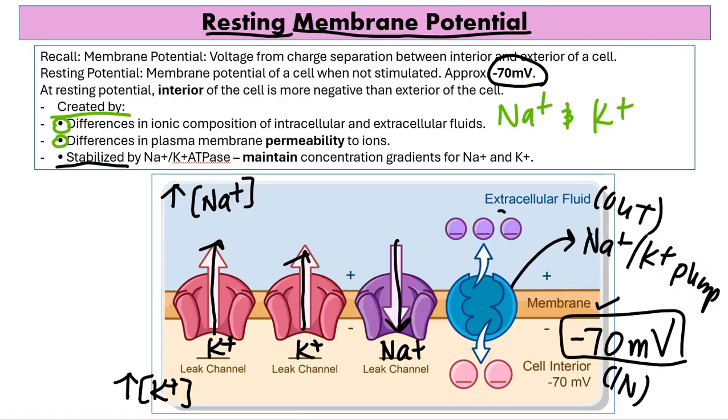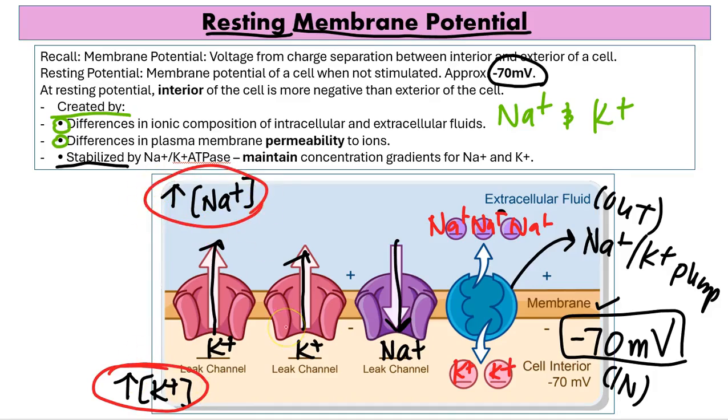So of course, with the sodium potassium pump, we're going to have 3 sodiums that are pumped out into the extracellular fluid and 2 potassiums that are pumped into the actual cell itself. So because of that, that's how we're able to stabilize and maintain the concentration gradients to keep the concentration of potassium high on the inside of the cell and keep the concentration of sodium high on the outside of the cell. And it's the sodium potassium pump that helps maintain that concentration and keep things stabilized.